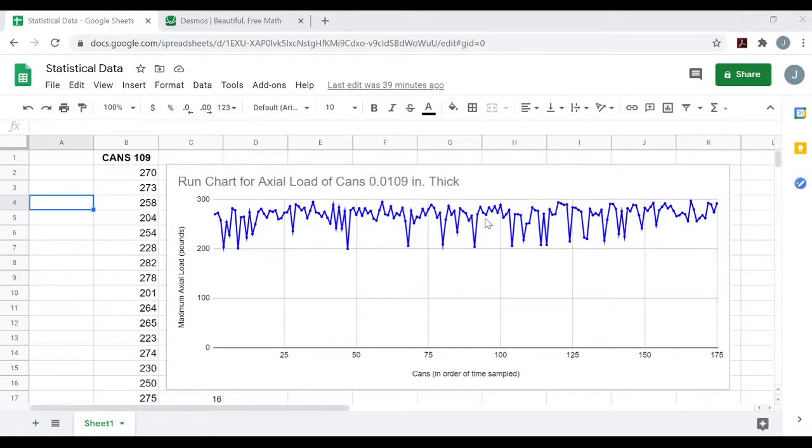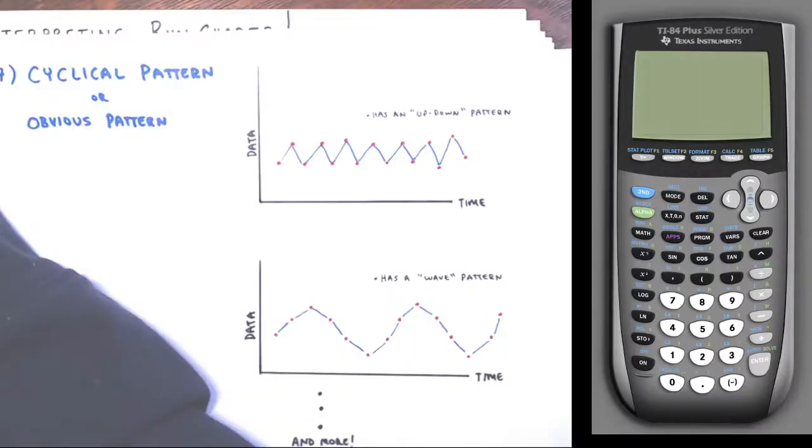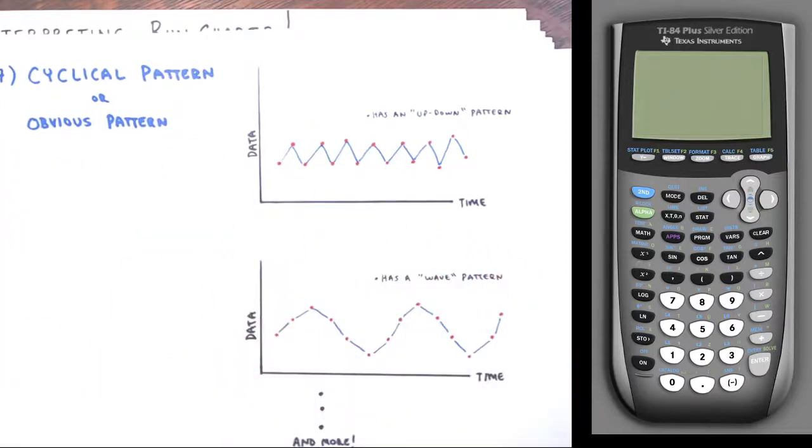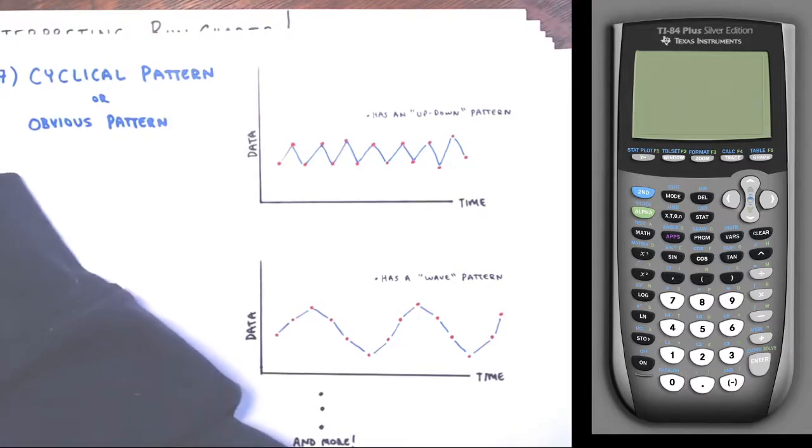And then the last part, is there some obvious pattern here to you? Is there some cyclical pattern or some obvious pattern? Right, like I mentioned here, is it up down up down up down, or some wave pattern, or some sawtooth pattern, or is it a perfectly straight line, or like a parabola, or close to an exponential, or close to some other kind of function?